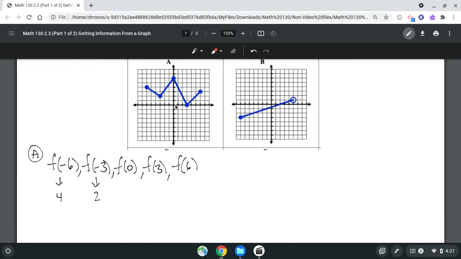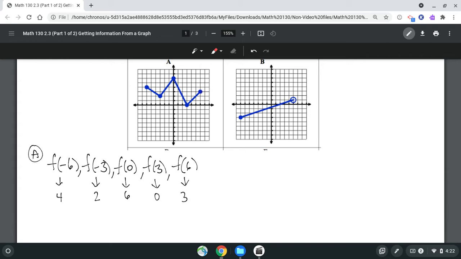And then f of 0, here's 0, is 1, 2, 3, 4, 5, 6. So f of 0 is 6. f of 3, 1, 2, 3, is 0. And f of 6, 1, 2, 3, 4, 5, 6 is at 1, 2, 3.